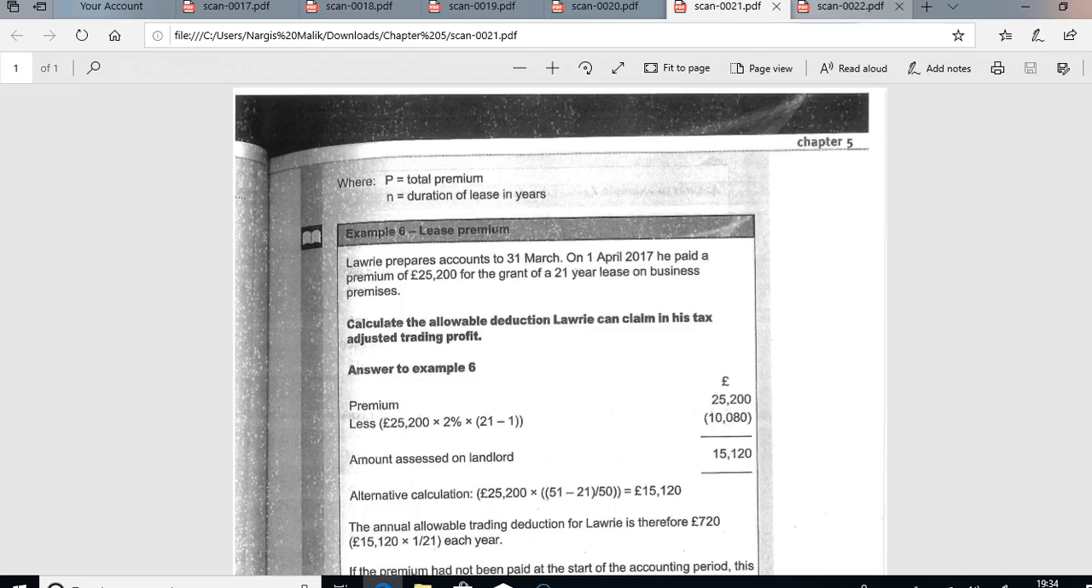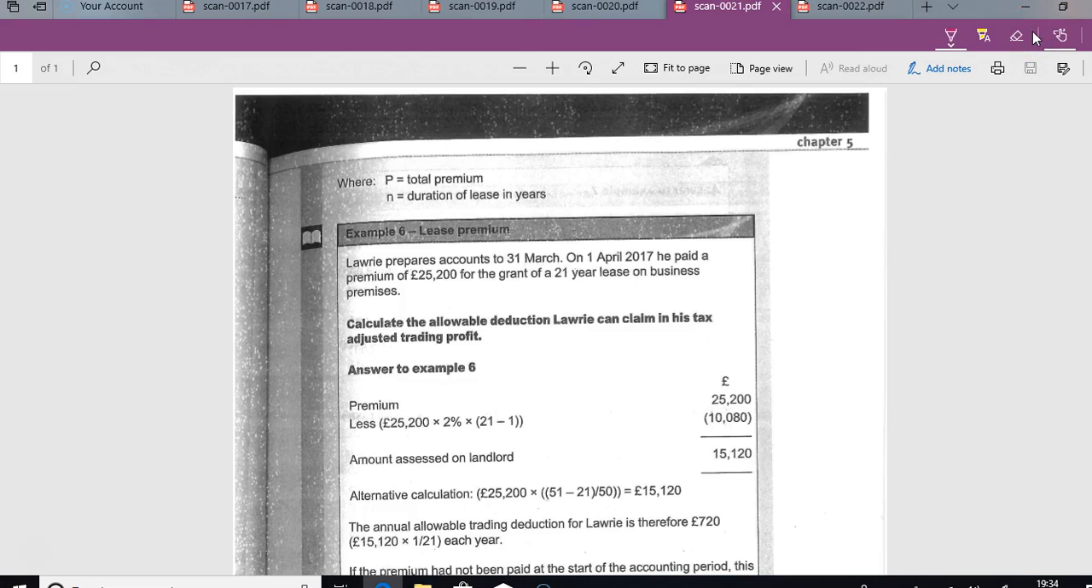He paid a premium of 25,200 for a grant on a 21-year lease. So this 25,200 will break into two parts: a capital portion and an income portion, right? And that's, remember, we used our formula (51 minus n) over 50 times that to give that. So that's the property element.